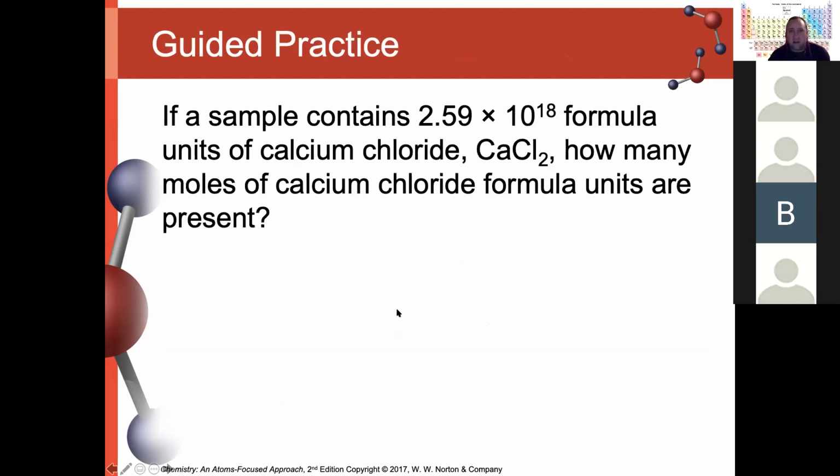So let's take a look and do a quick practice problem. If I have a sample of 2.59 times 10 to the 18th formula units of calcium chloride, how many moles are present?